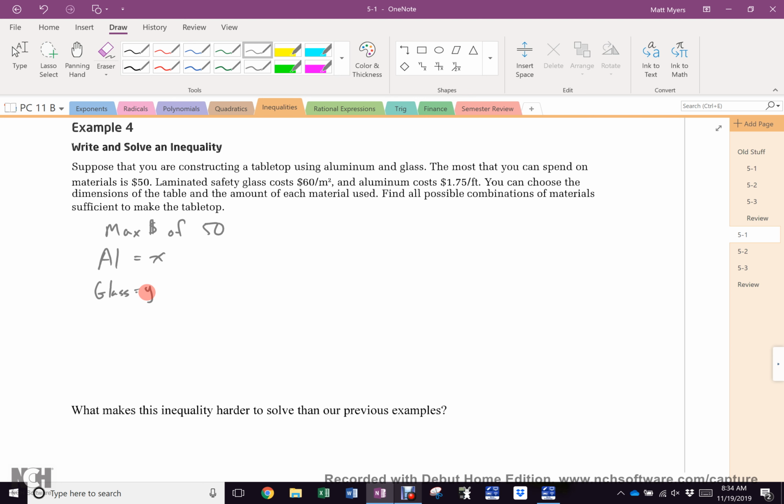Okay, now I need my boundary line, don't I? What is it? How do I write the line? We've done an example like this. We used the albums and the songs, right? What did we have to do?